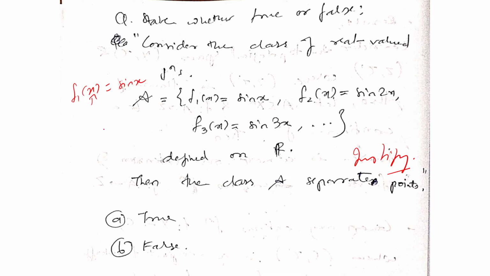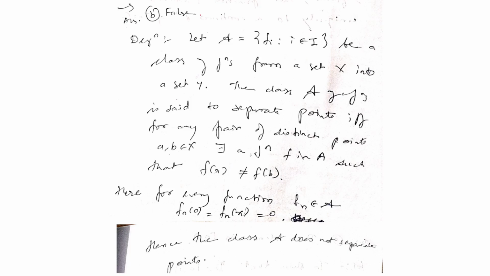ठीक है। साइन तो पूरे R में डिफाइंड होता है ना? हाँ हाँ। तो अगर दो पॉइंट्स इक्वल नहीं हैं तो उनकी इमेज भी इक्वल नहीं आएगी। ये तो सही नहीं है ना मैम? क्योंकि पीरियोडिक फंक्शन होता है, तो अगर 2π करते जाएंगे तो दो पॉइंट्स इक्वल नहीं हैं तो भी वो फिर इक्वल हो जाएंगे वैल्यू। इसलिए क्लास A डज नॉट सेपरेट पॉइंट्स। Yes ma'am, so yes, it is false.